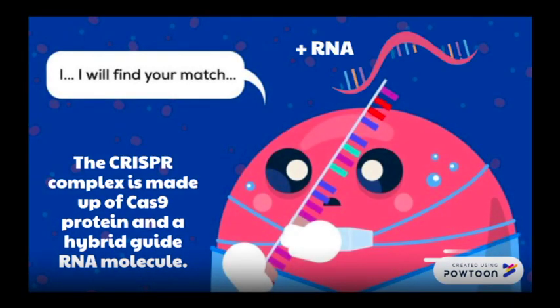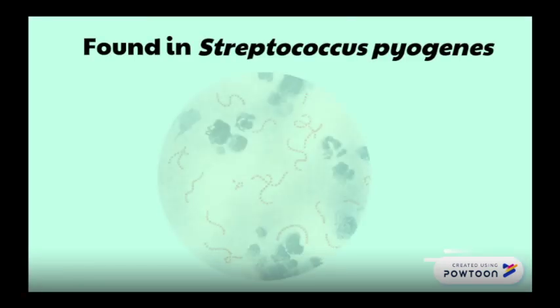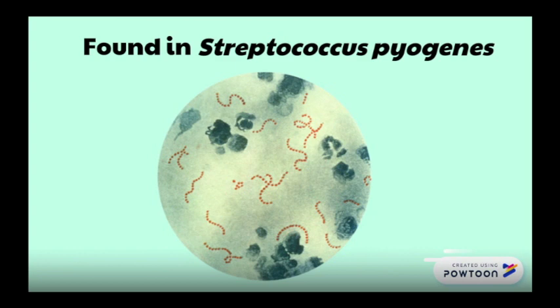The CRISPR complex is made up of the Cas9 protein and a hybrid guide RNA molecule. This RNA molecule is made up of RNA similar to the region that is mutated and a second RNA called tracrRNA. The discovery of the tracrRNA was found alongside CRISPR locus in Streptococcus pyogenes and was shown to be similar to the repeating locus regions, serving as a guide for Cas9 proteins and crRNA towards the target.